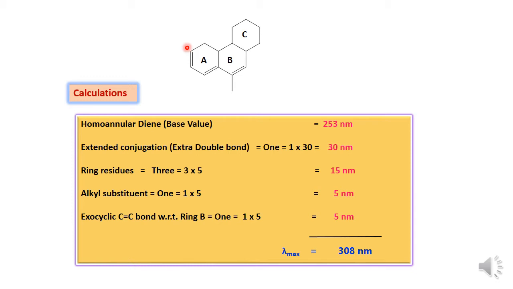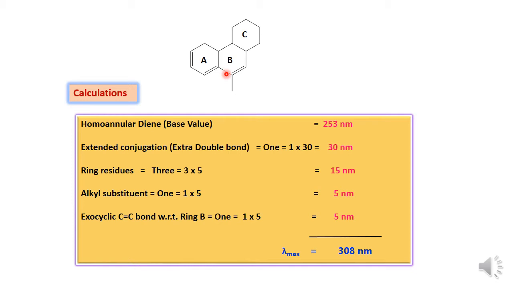So looking at this compound, you can easily identify whether it is a homoannular or heteroannular diene. Whenever the two double bonds that are present in the conjugation are present in the same ring, it is a homoannular diene. You can see here two double bonds are present in the same ring A. Therefore, it is a homoannular diene. But if you look at these two double bonds, one double bond is present in the ring A and the second double bond is present in the ring B. So these two conjugated double bonds are present in two different rings. Therefore, it is also a heteroannular diene.